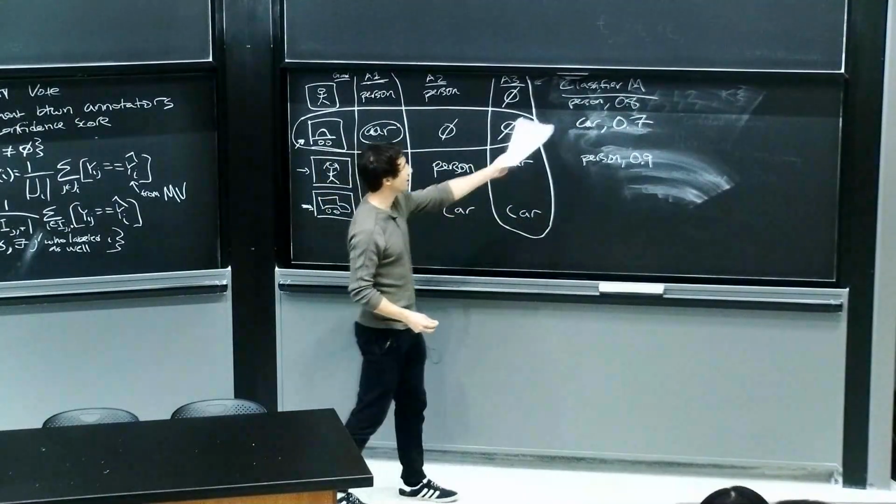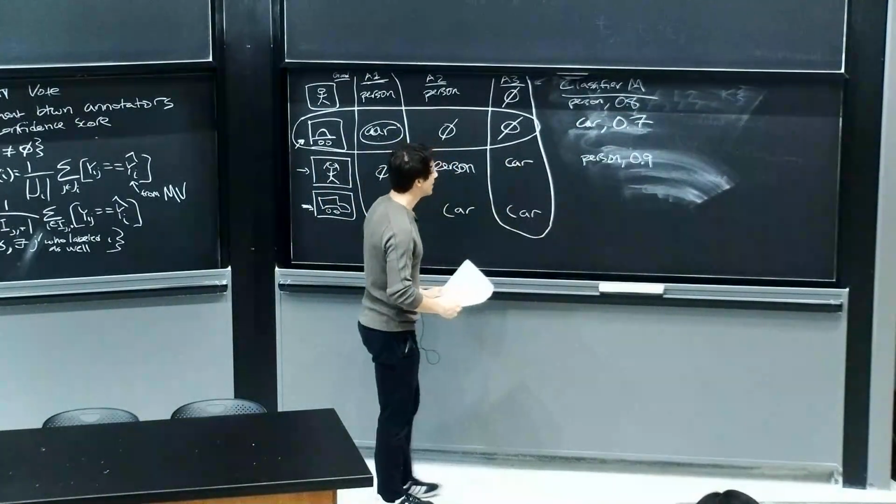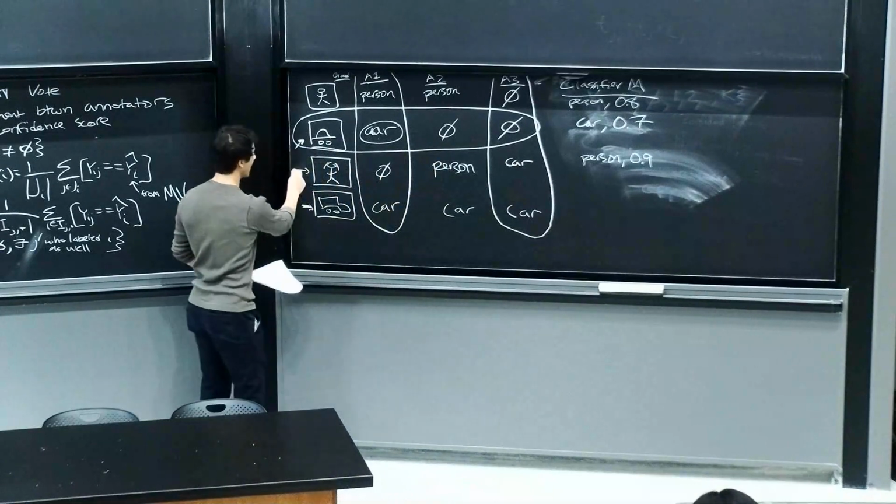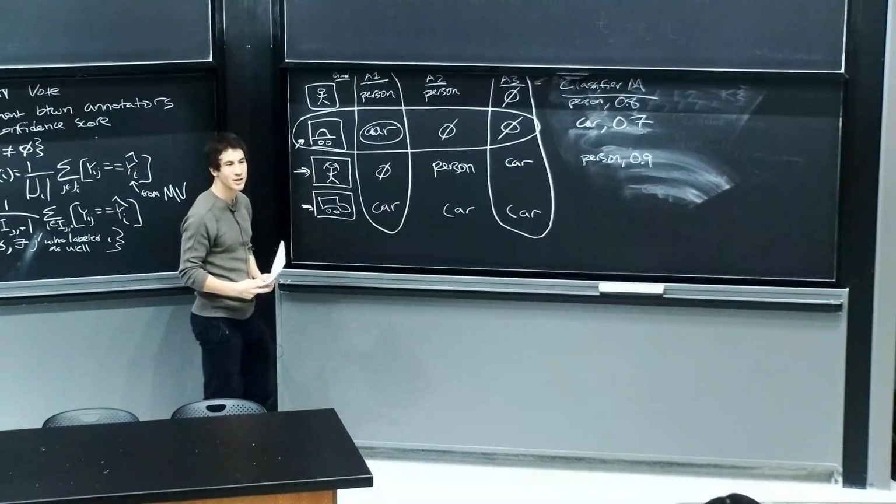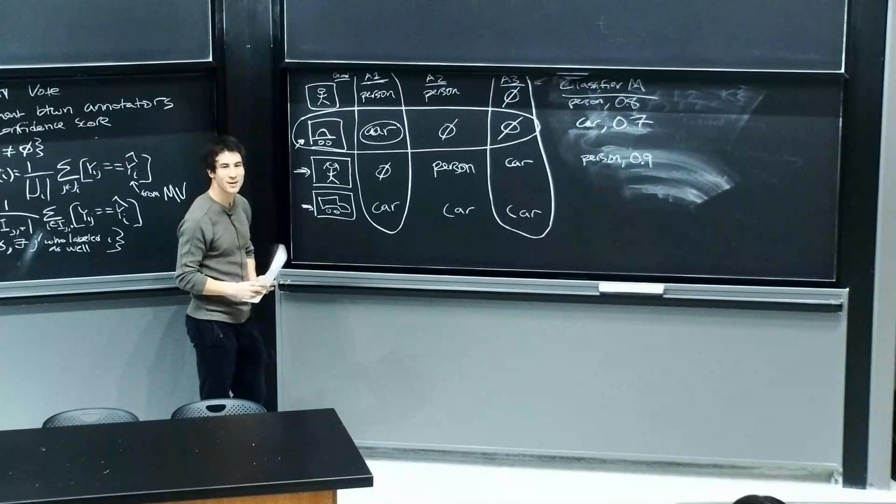So now that we've trained the classifier and gotten its predictions, how might we break, say, the tie for this image if we are now trying to establish a consensus label?